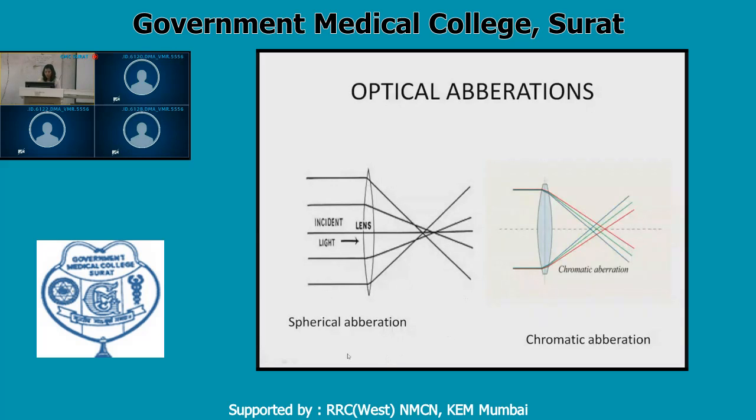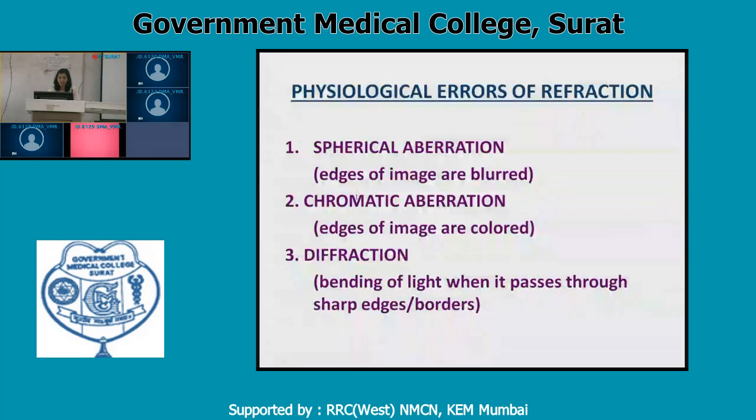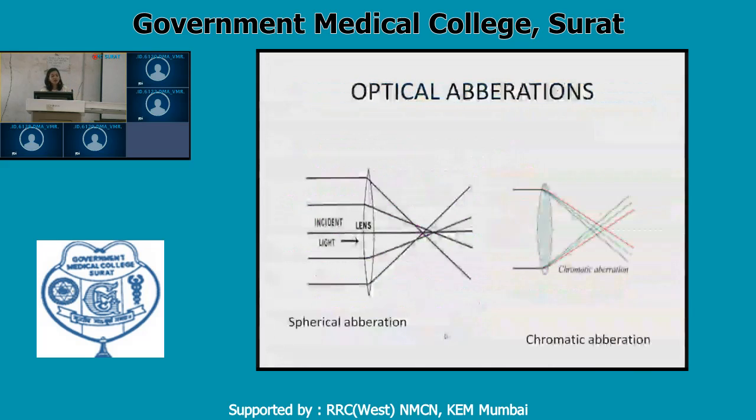The third one is diffraction, in which the whole medium, or whole lens or whole cornea, does not have a homogeneous composition. So at places it is giving more power, more bending, and at places less power, less bending. There will be bending of light when it passes through sharp edges and borders, and that again produces some sort of blurring. But these are physiological errors that we all experience, our brain is used to correcting this, so we don't need any correction for these optical aberrations, spherical and chromatic aberrations.